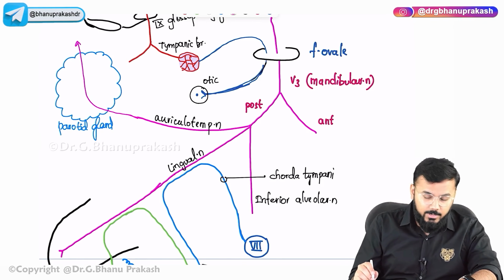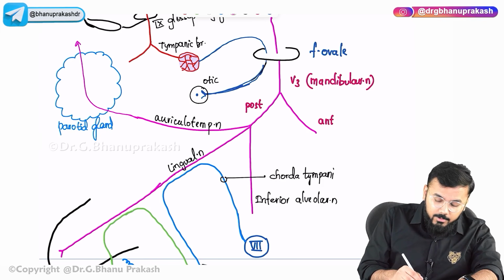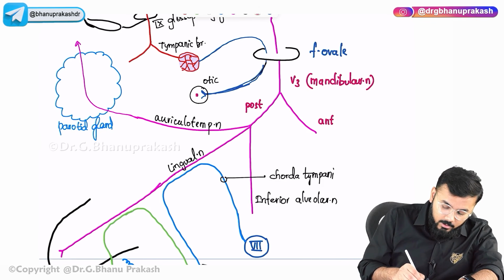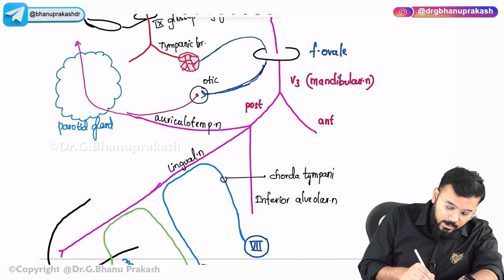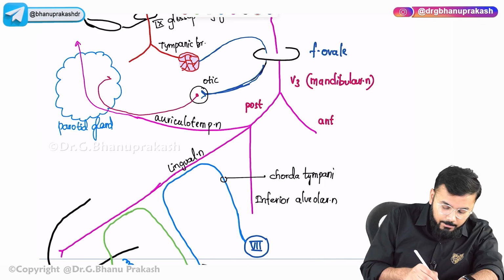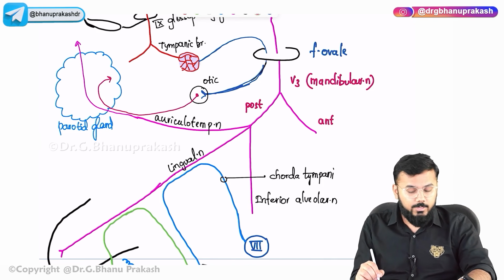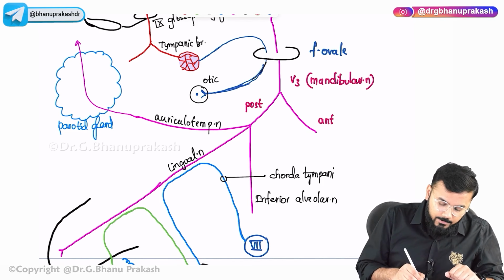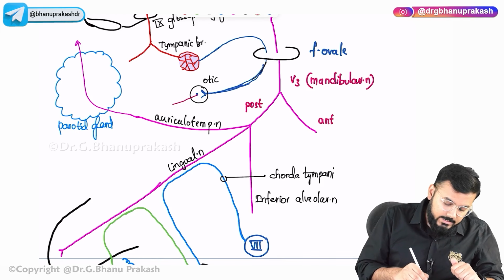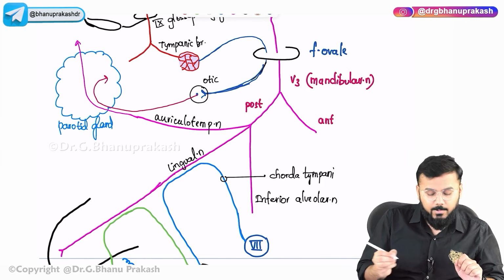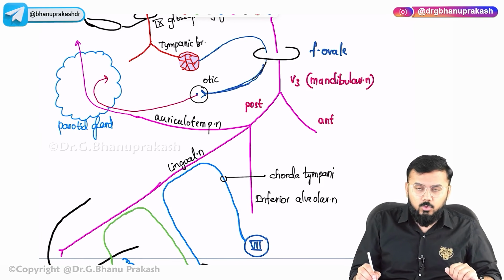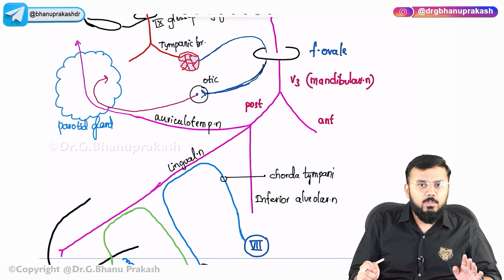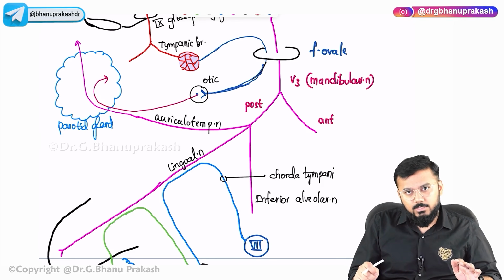Then what supplies the parotid gland is the postganglionic fibers of this otic ganglion. These postganglionic fibers pass along with the auriculotemporal nerve and supply your parotid gland. Okay. So the postganglionic fibers from the otic ganglion pass along with the auriculotemporal nerve and then supply the parotid gland. So you have to know these important branches over here. These are some of the very important branches which you need to understand.